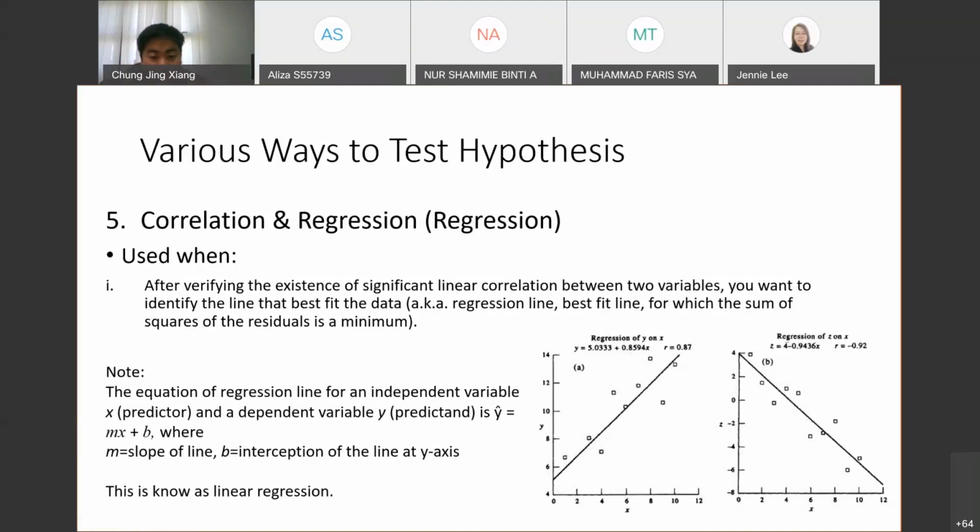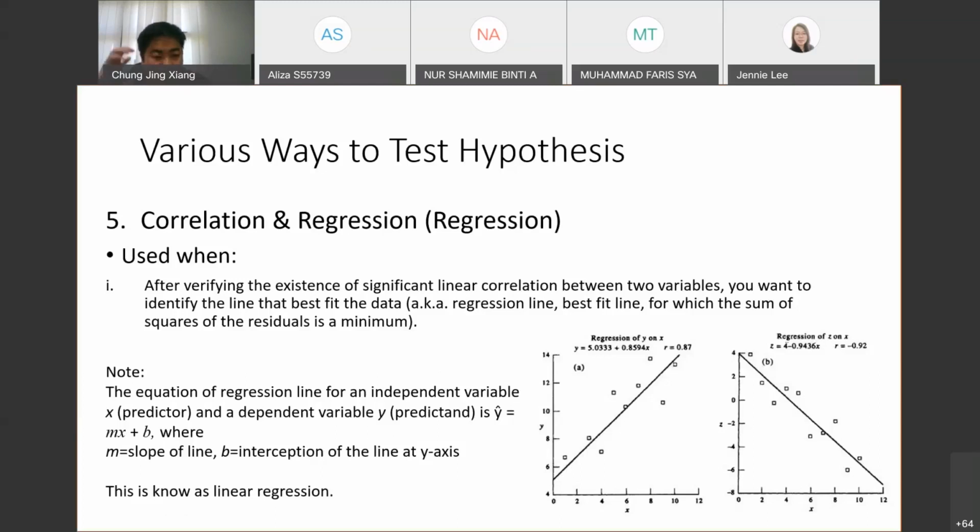Yeah. So when we talk about correlation, the next thing we cannot escape will be regression. Regression is not actually a test, but it's an extension of correlation. Let's go with the flow first, be patient. After verifying the existence of a linear trend, a linear correlation between two variables, we want to identify the best fit line for our data. Let's say we have data like this. What is the best fit line that tells us about the relationship of the data? This line is usually called a regression line, or best fit line.